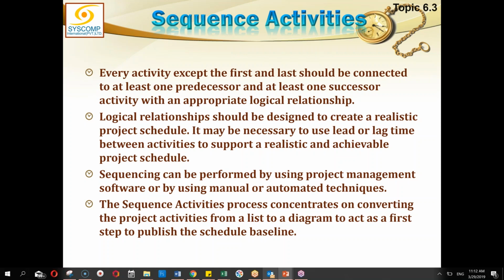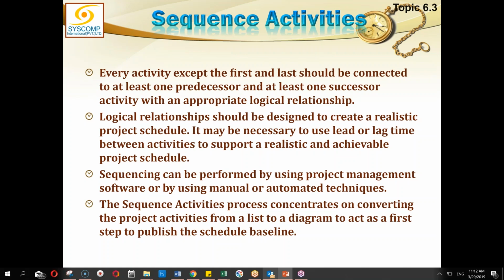Only the very first activity does not have a predecessor, and only the very last activity does not have a successor. But still, we must draw a start point and a finish point in addition to these activities. So the first activity will be connected to the start point of the project, and the last activity will be connected to the finish point of the project.